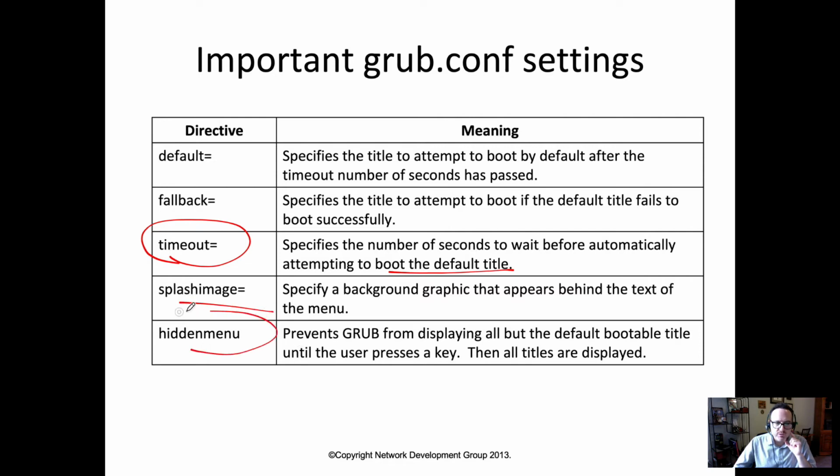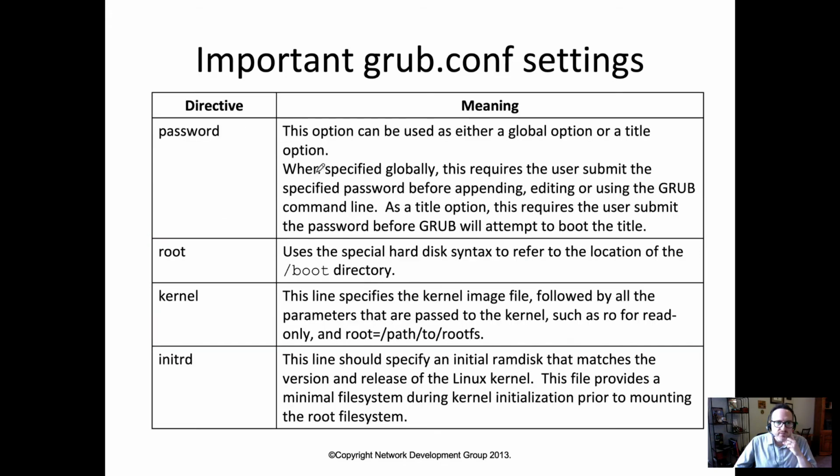Splash image is just an image. Hidden menu, though, is something you can turn on or off. This is going to hide a lot of the bootable information. You can add a password for security. It helps deter physical access. If someone gets physical access to your system, they can reboot into run level 1, and in run level 1 you'll dump right into a root terminal. With root access, you can add a user account, a backdoor, per se.